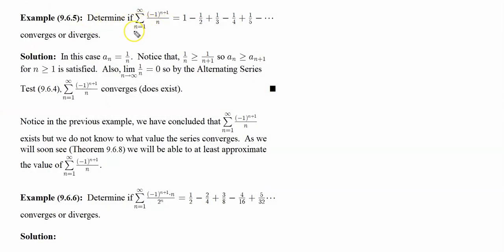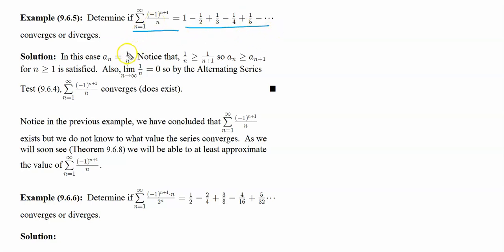So here we want to determine if this series, (-1)^(n+1) over n, converges or diverges. Now let's notice that if we write out a few terms of this series, putting 1 in for n, we get 1. Putting 2 in for n, we get -1/2. 3 in for n, +1/3. 4 in for n, -1/4, and so on. So it's forming this series, 1 minus 1/2 plus 1/3 minus 1/4 plus 1/5, and so on. So does this converge or diverge?